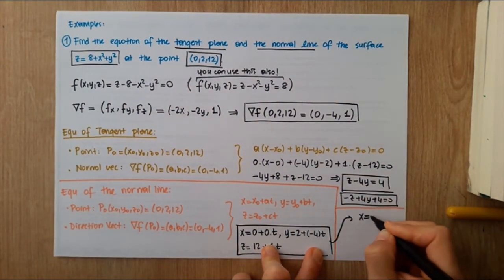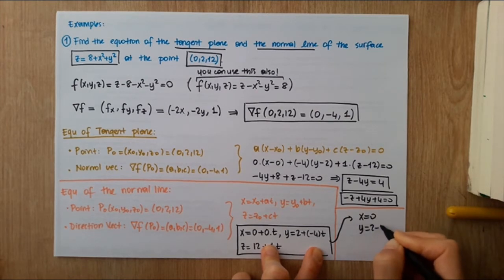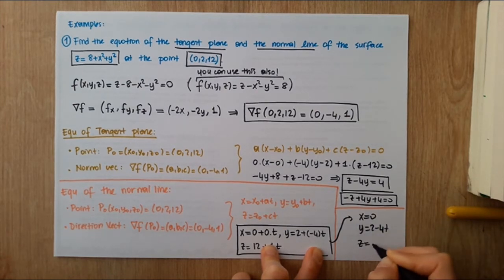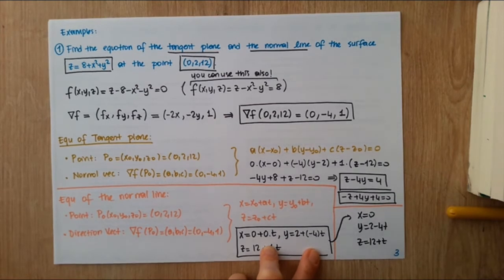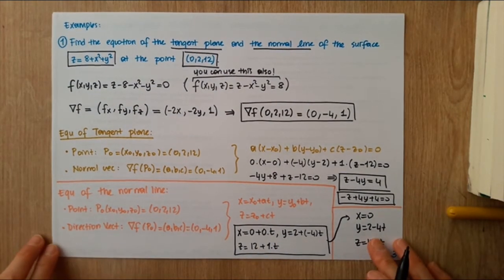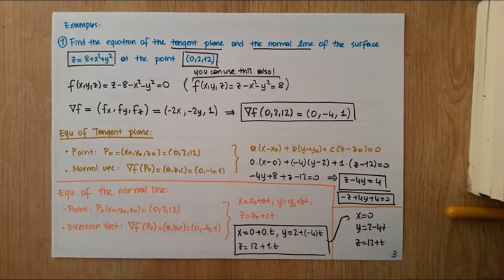X is 0, y is 2 minus 4t, and z is 12 plus t. This is the parametric equation of the normal line of the given surface at the point (0, 2, 12). Okay.